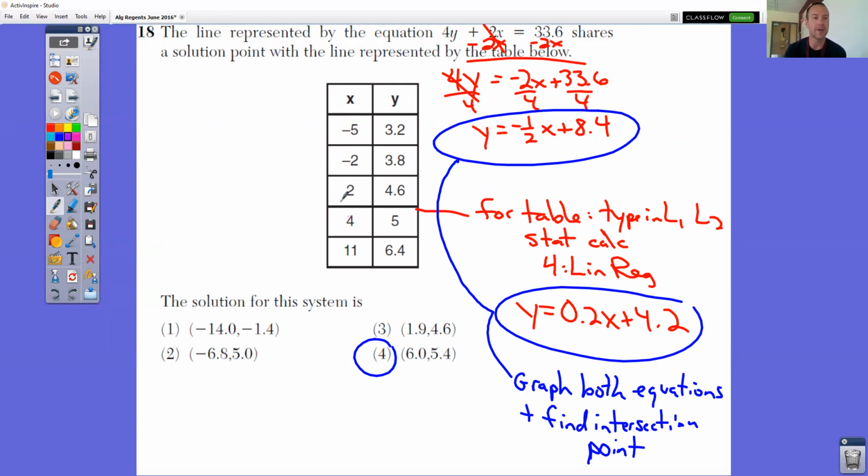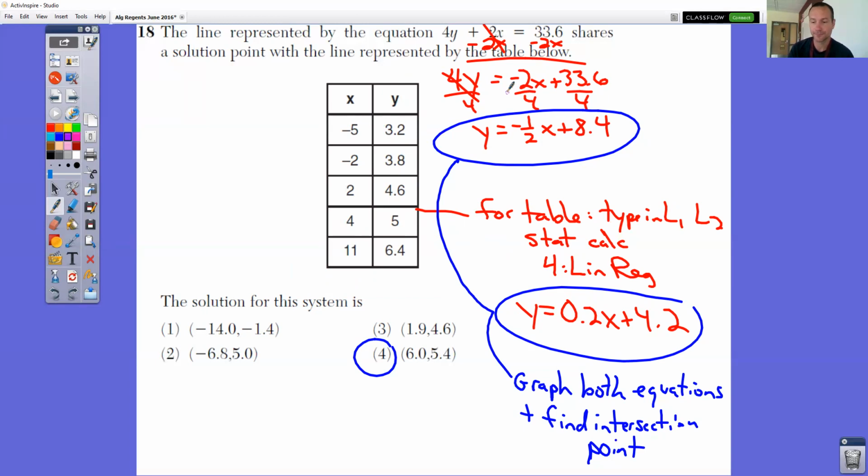In number 18, the line represented by the equation shares a point with the points in the table. It shares a solution, so the solution for this system. So what I would do is type these into the table. Type them into your L1 and L2, do stat calc linear regression, and you get this equation.